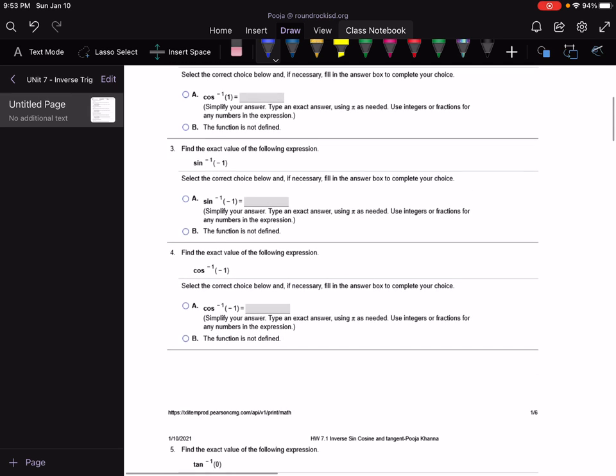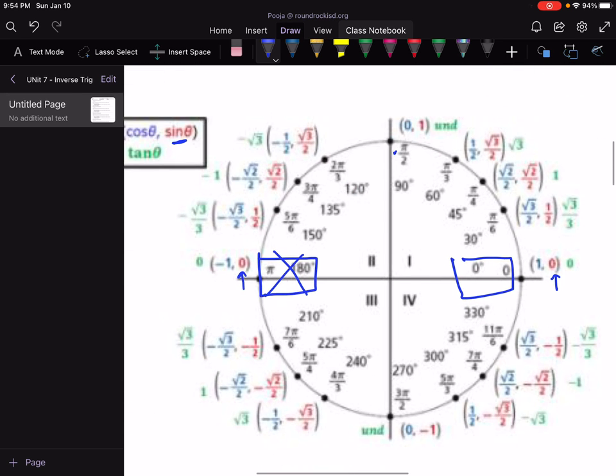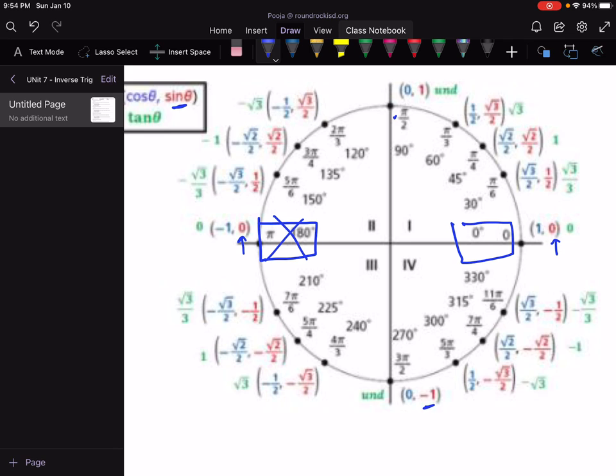All right, let me move on to 3, sine inverse of -1. I'm looking at the theta value where sine equals -1. And -1 is down here. In fact, there's only one -1. So the answer is clearly 3 pi over 2.